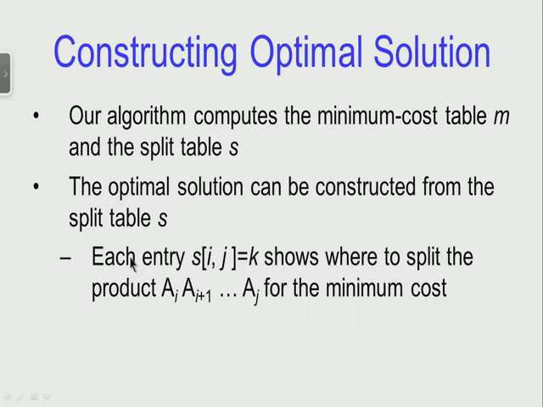The split table is used to compute an optimum solution. The algorithm computes first the min cost table M and the split table S, as we saw in the previous slide, and the optimum solution can be calculated from the split table using the value k which is stored in S of i comma j. This enables us to compute the solution for S of 1 comma n recursively. Thank you.